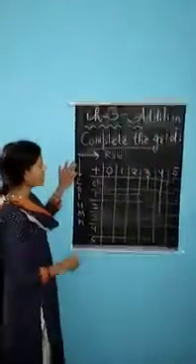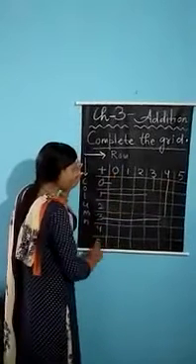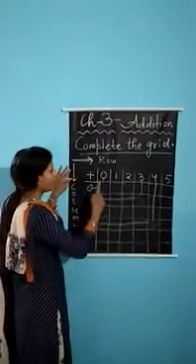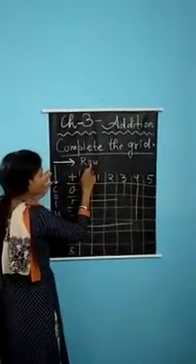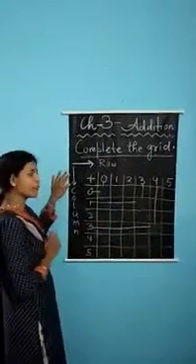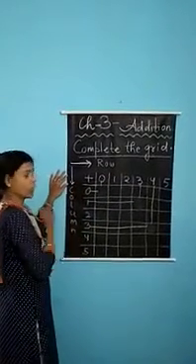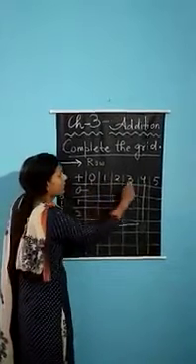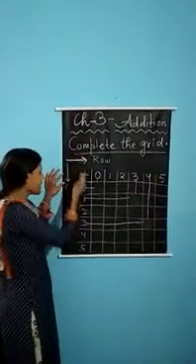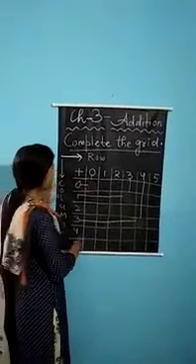Children, you see, this is called the row and this is called the column. When we are moving from left to right, it is called the row, and when we are moving from top to bottom, it's called the column. Now we'll add this number in the row with this number in the column.